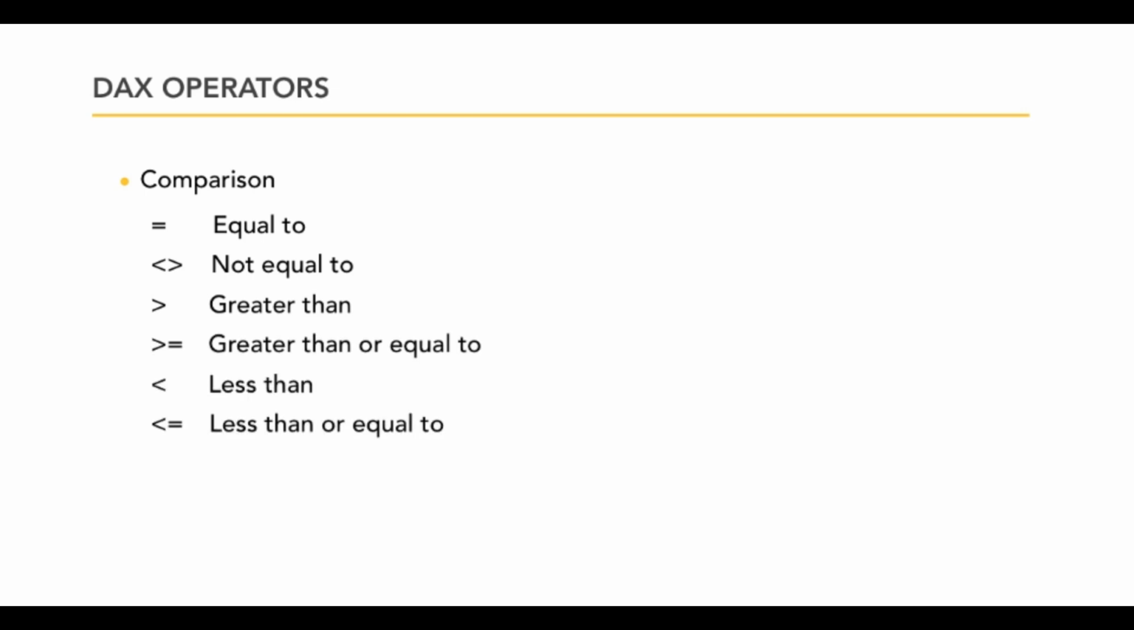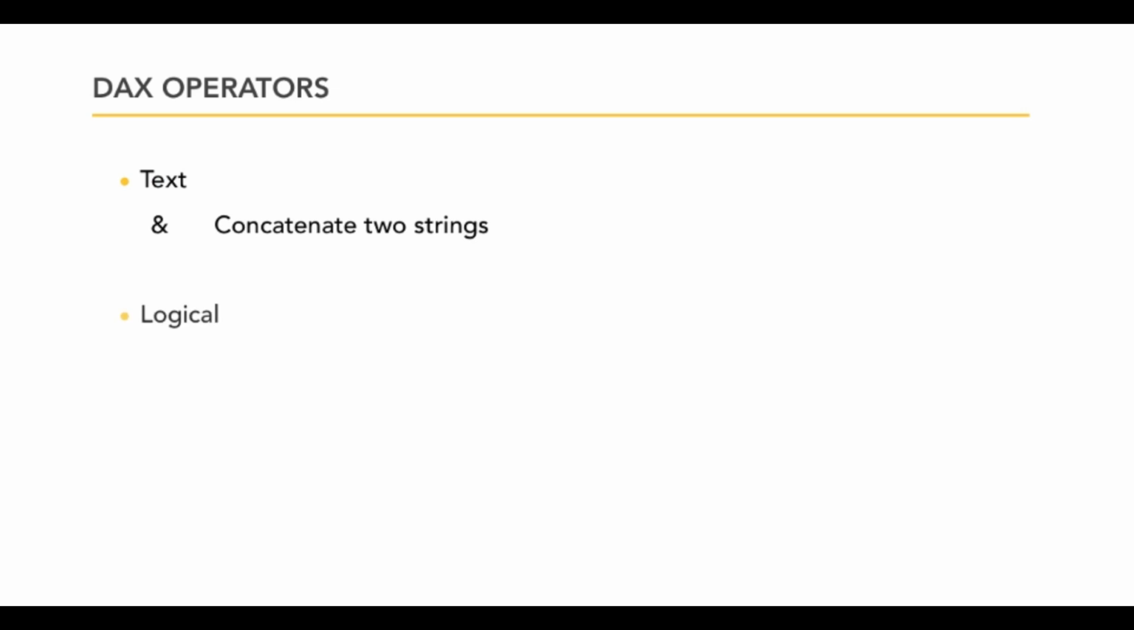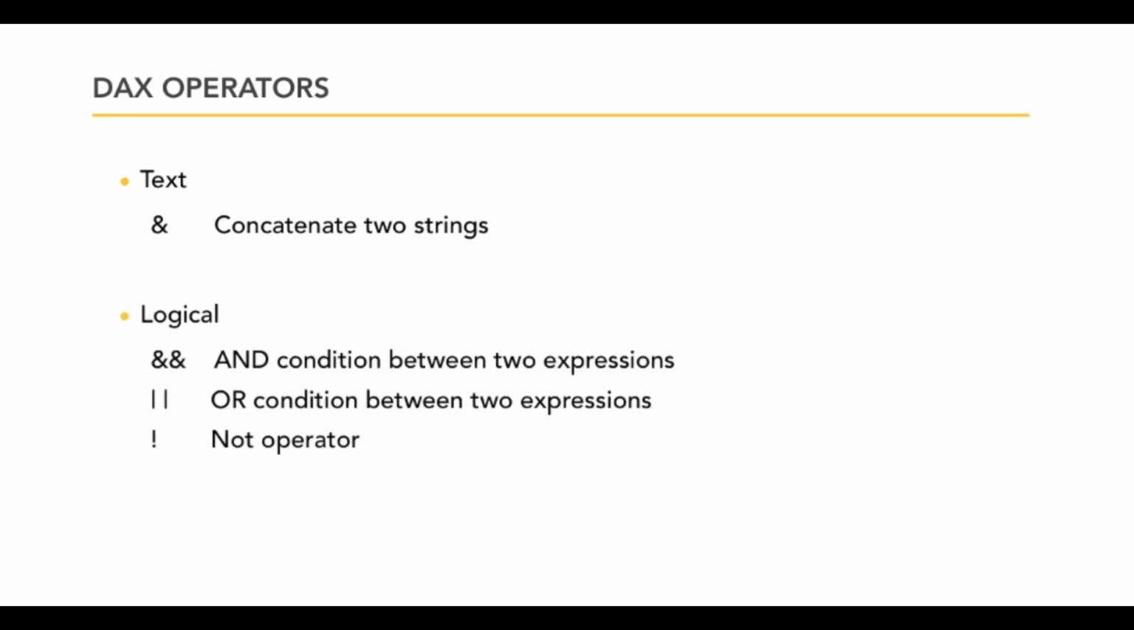Then the last two groups are the text and logical groups. So for text, you have the ampersand, which you can use to concatenate two strings, and you can use that in Excel as well. The last group is the logical group, and those allow you to test for conditions. So for example, you have two ampersands back to back. That is the AND condition, which returns a value of true if both conditions are true. So for example, if you are looking at a value, then you want to test if the sale was from 2008 and the month of January, then you could use the double ampersand operator to create an AND condition.